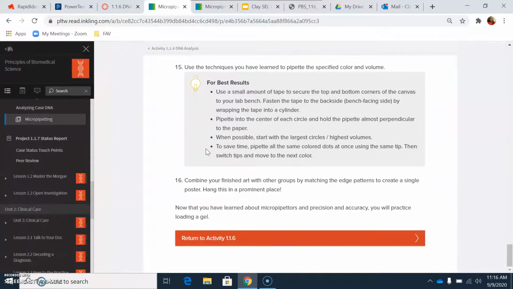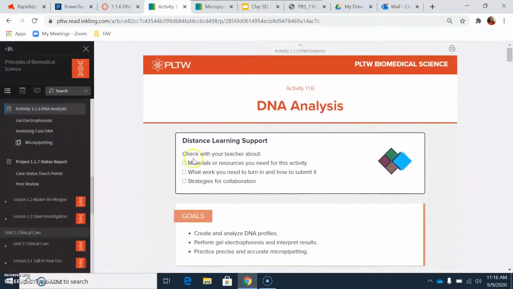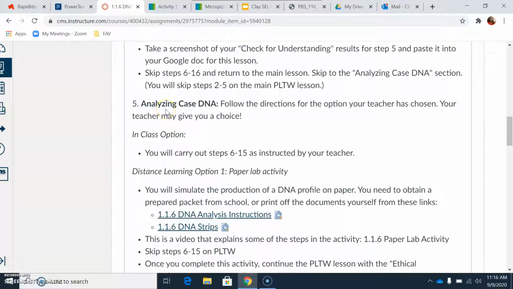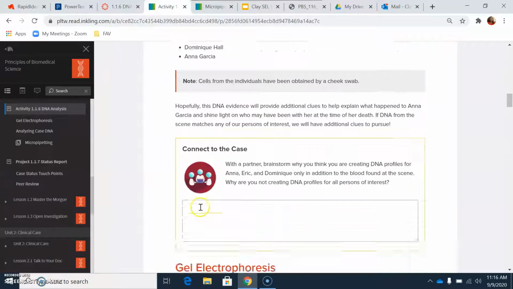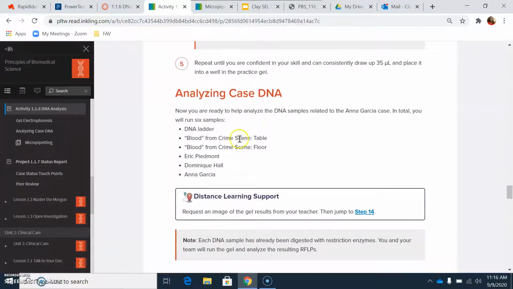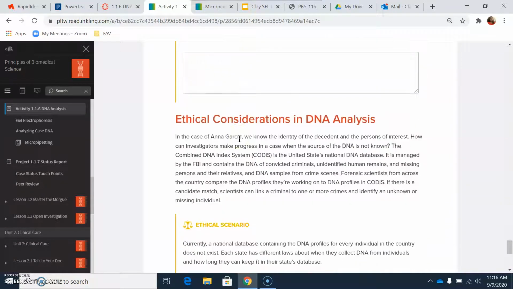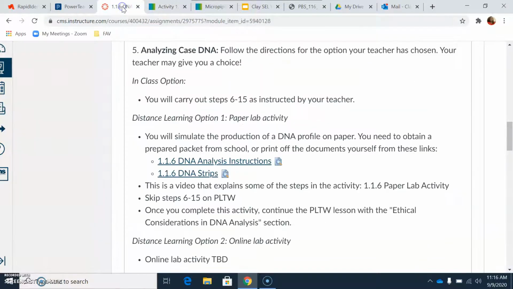And then what you would do is you would skip all of those sections, 6 through 16, and then return back to activity 1.1.6 and go into the next part, which would be analyzing case data. But in this case, because this is strictly dealing with lab, virtual labs, and all that other stuff, we're going to skip this entire section. So what you would do is you just keep scrolling past that section, because we're skipping that entire section with analyzing case DNA, because it's not as beneficial because we can't physically do the case for it. And you would go down to ethical considerations in DNA analysis.